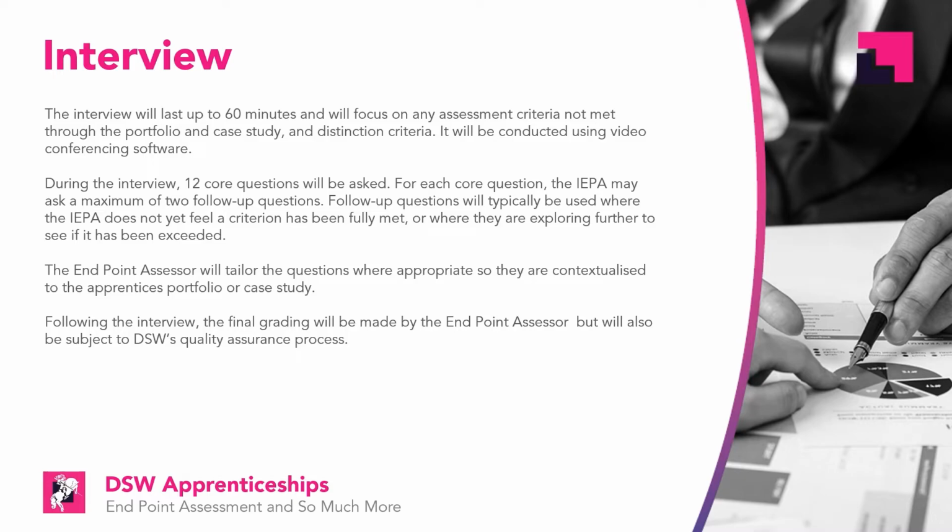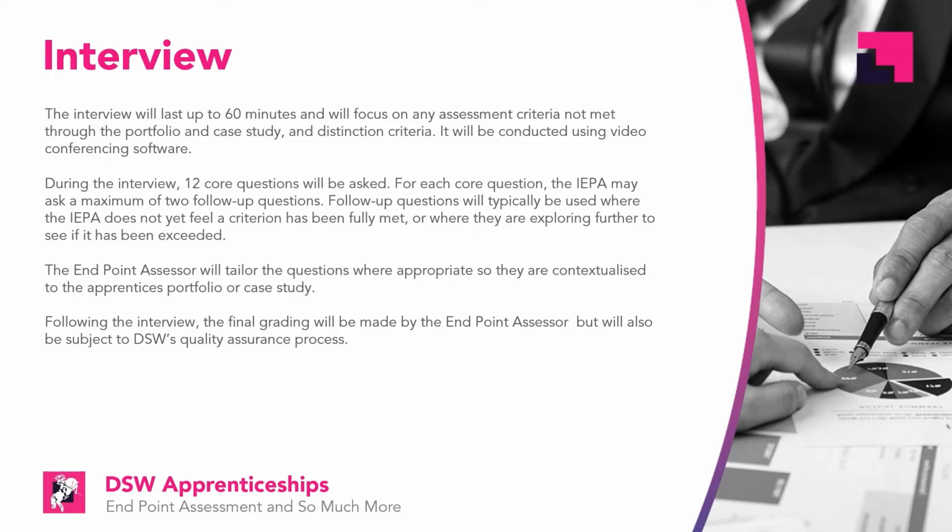Follow-up questions will typically be used where the assessor does not yet feel a criterion has been fully met, or where they're exploring further to see if distinction criteria can be met. To ensure consistency, DSW holds a bank of core questions which must be used. However, the assessor may contextualise these to align them to the apprentice's case study or portfolio.